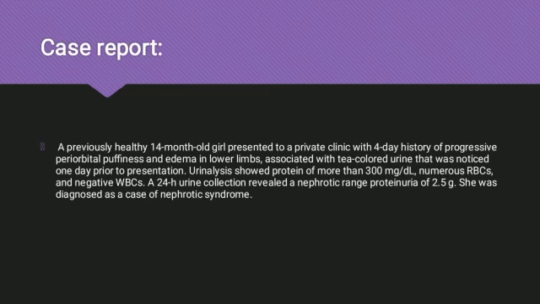Case report. A previously healthy 14-month-old girl presented to a private clinic with a 4-day history of progressive periorbital puffiness and edema in the lower limbs associated with tea-colored urine, which is a condition of hematuria that was noticed 1 day prior to presentation. Urinalysis showed protein of more than 300 mg per dL, numerous RBCs and negative WBCs. A 24-hour urine collection revealed a nephrotic range proteinuria of 2.5 gram. She was diagnosed as a case of nephrotic syndrome.